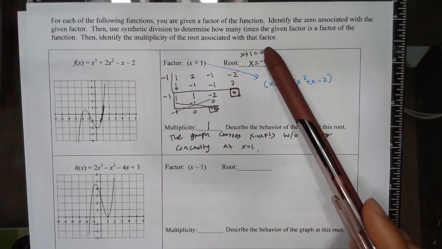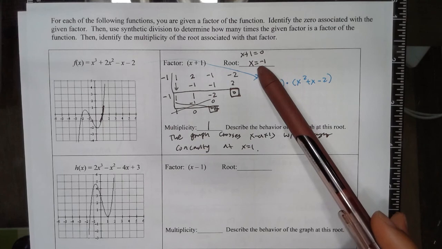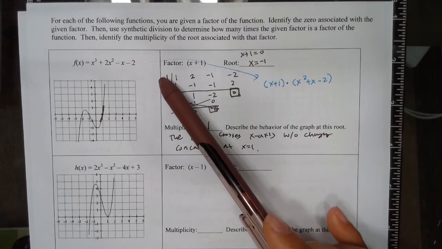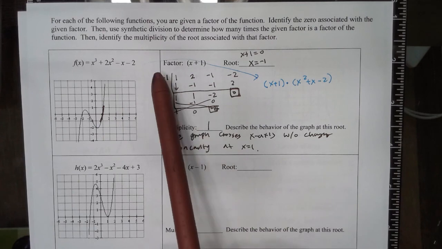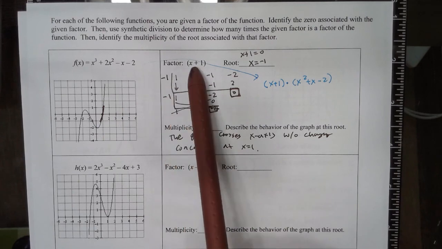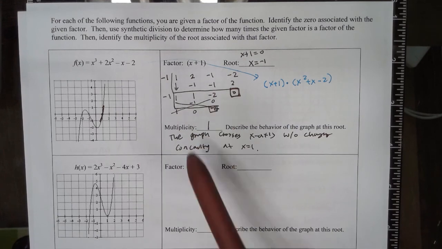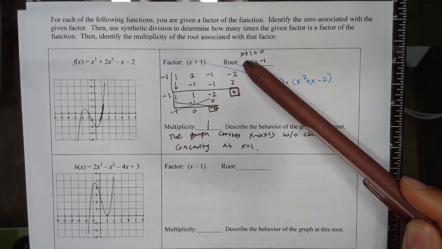Alright, now let's actually do it. 1 comes down, multiply, -1, add it, 1. Multiply, -1, add it, -2. Multiply, 2, add it, 0. Alright, so we got the remainder of 0. That means it is a root, and has a multiplicity of 1 at least. We don't know how many times, so we're going to keep going.